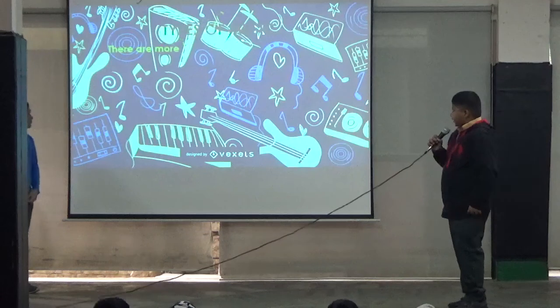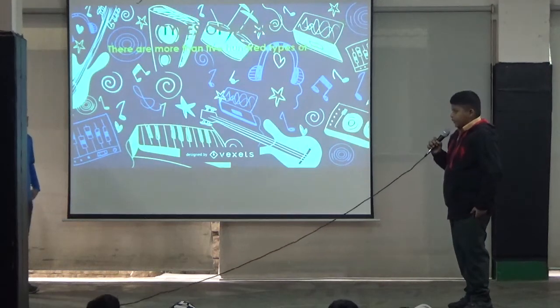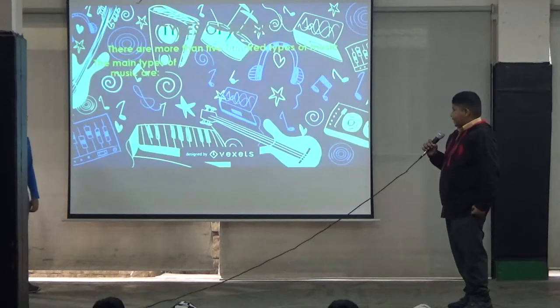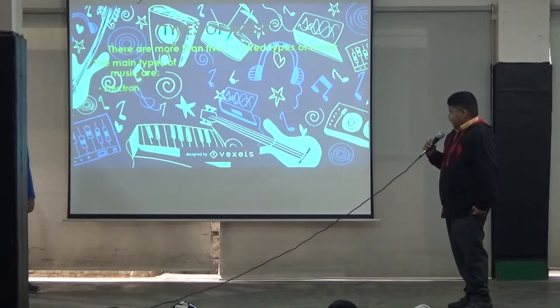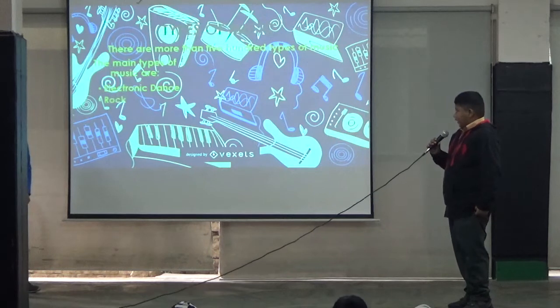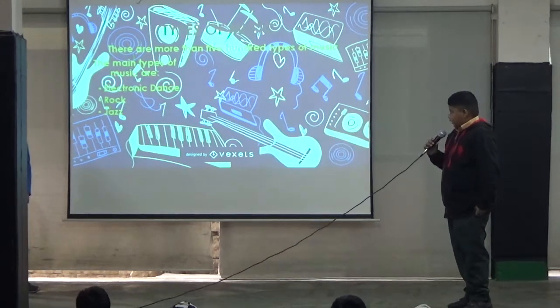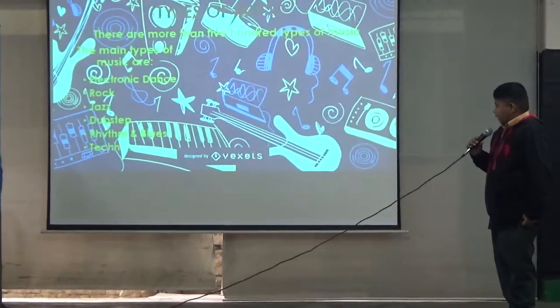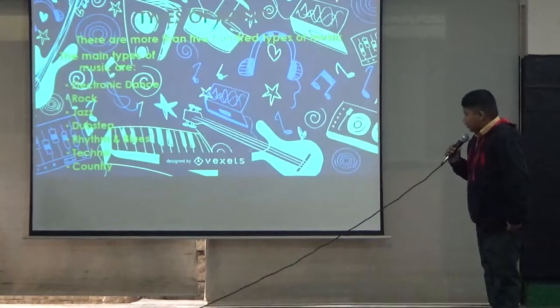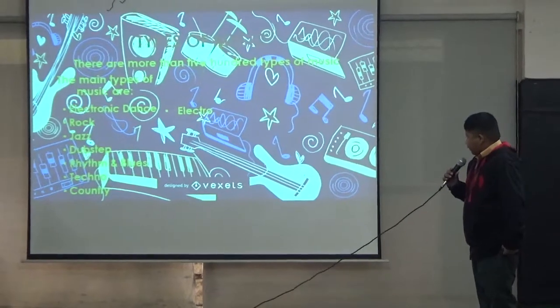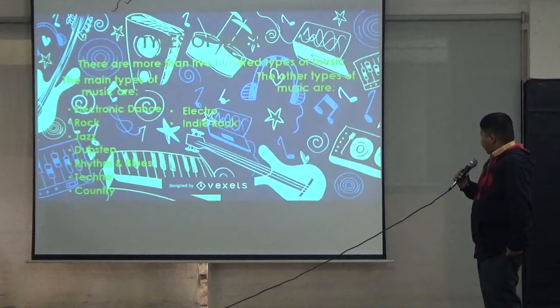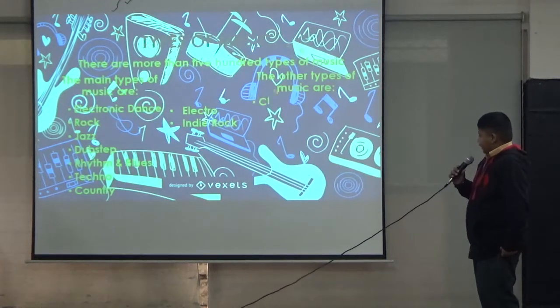Types of music. There are more than 500 types of music. The main types of music are jazz, electronic dance, rock, dubstep, rhythm and blues, techno, country, electro, indie rock, and other types of music such as classical.